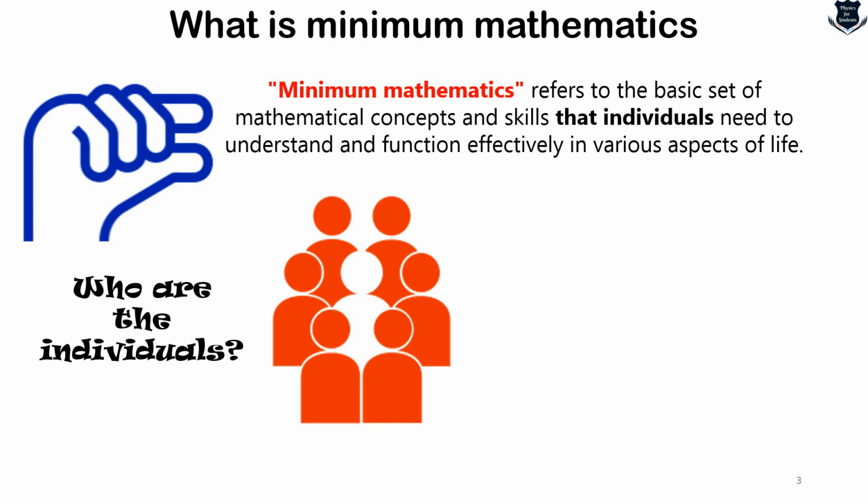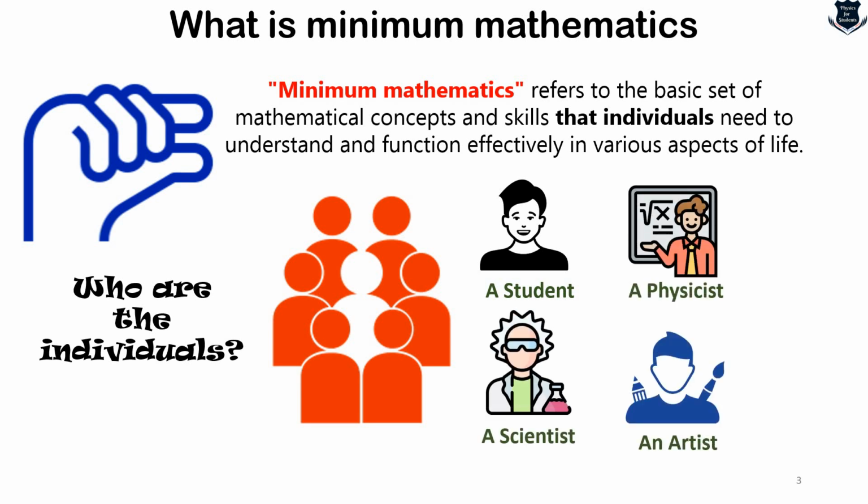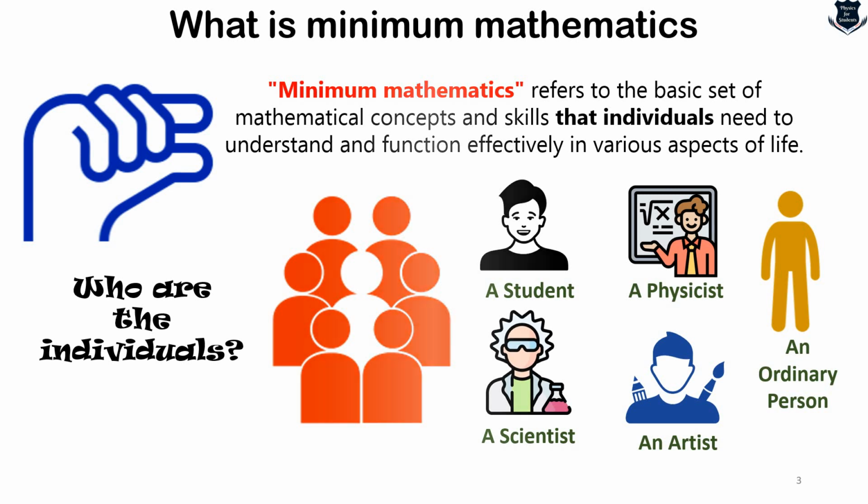So when we talk about this definition, minimum mathematics refers to the basic set of mathematical concepts and skills that individuals need to understand. The question is, who are the individuals? Are we talking about you as a student, or a scientist, or a physicist, or an artist, or a very ordinary person like me? When we talk of minimum mathematics, we are trying to understand the basic mathematical concepts. However, in this video, we are going to extend it a little further, not only the basics, but a little bit more. But when we talk about individuals, the question comes, whom are we addressing?